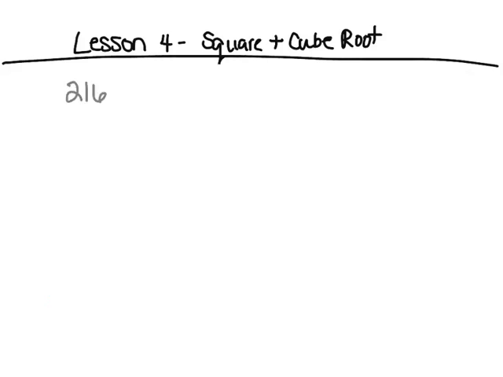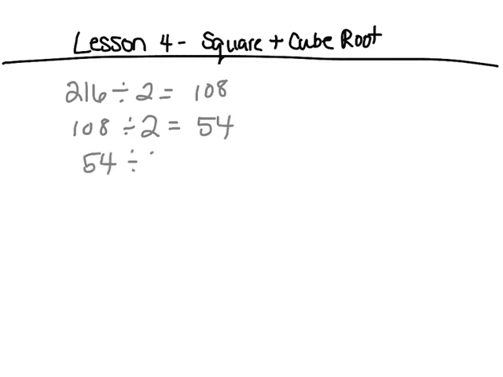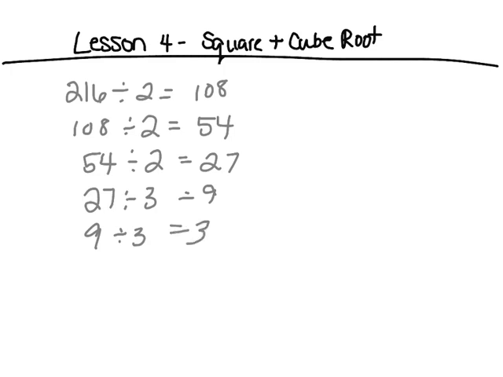And the last one's 216, so we're going to divide that by 2 and get 108. 108 divided by 2 is 54. 54 divided by 2 is 27. 27 divided by 3 is 9. 9 divided by 3 is 3. 3 divided by 3 is 1.